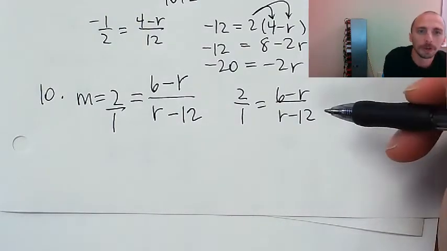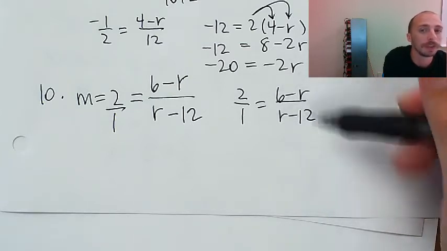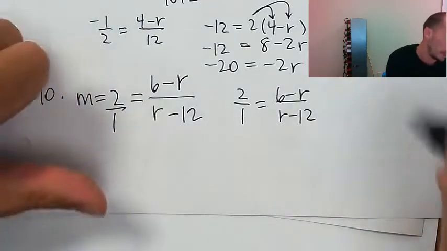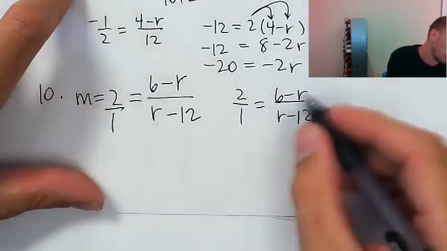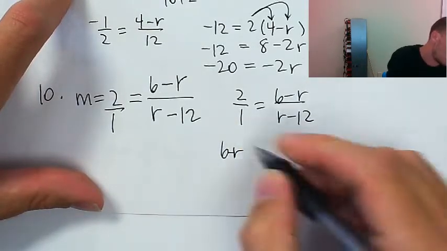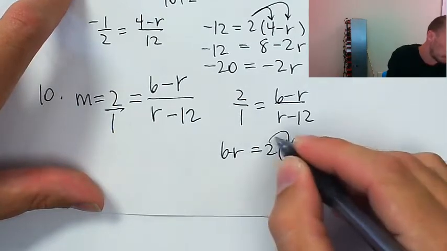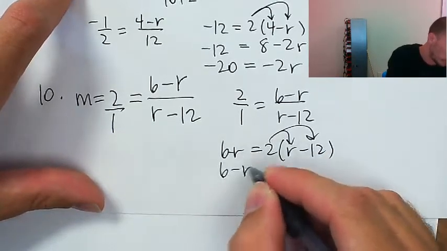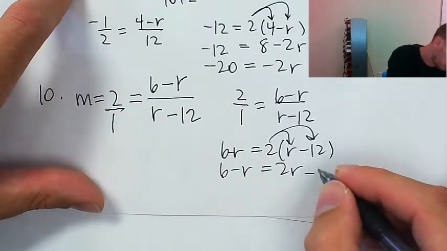That would have made a good quiz question, right? If I'd made one of these like an equation that had no solution, that would have been a good one. All right. Anyway, I'm thinking 2 over 1. Oh, no, I need to cross multiply. So 1 times 6 minus r, well, that won't change 6 minus r, and that's going to be equal to 2 times r minus 12. So 6 minus r equals 2 times r minus 2 times 12.